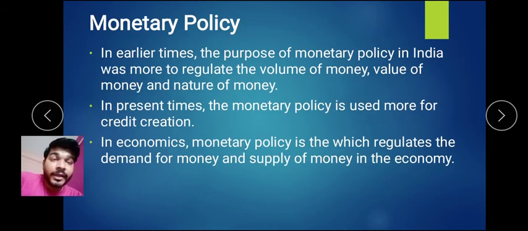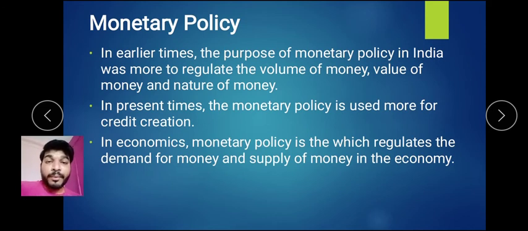Then comes the monetary policy. Now what is monetary? I told you, money. So the money policy which has been done by the government. From the earlier time, the purpose of monetary policy was that they need to regulate the money. They need to see how the money is going in the market, whether the money supply is more or less.